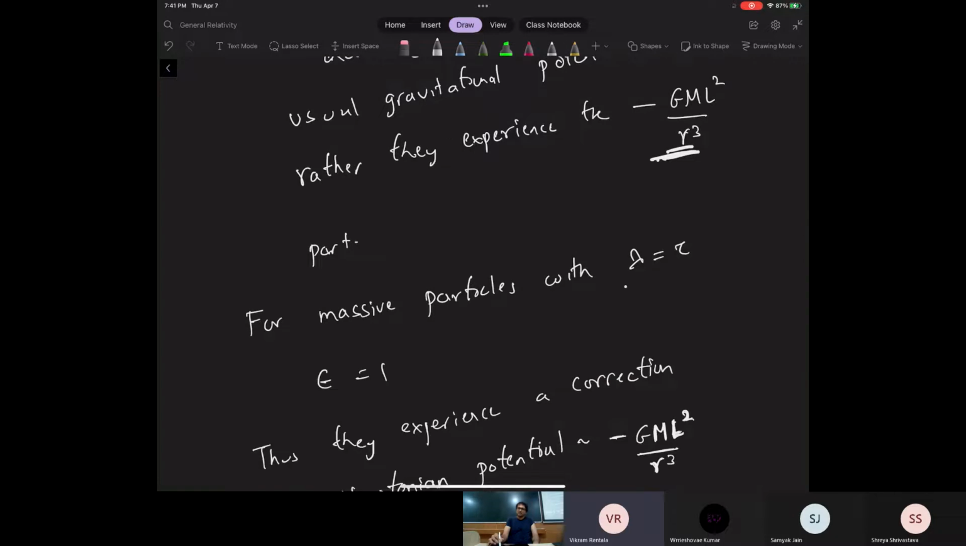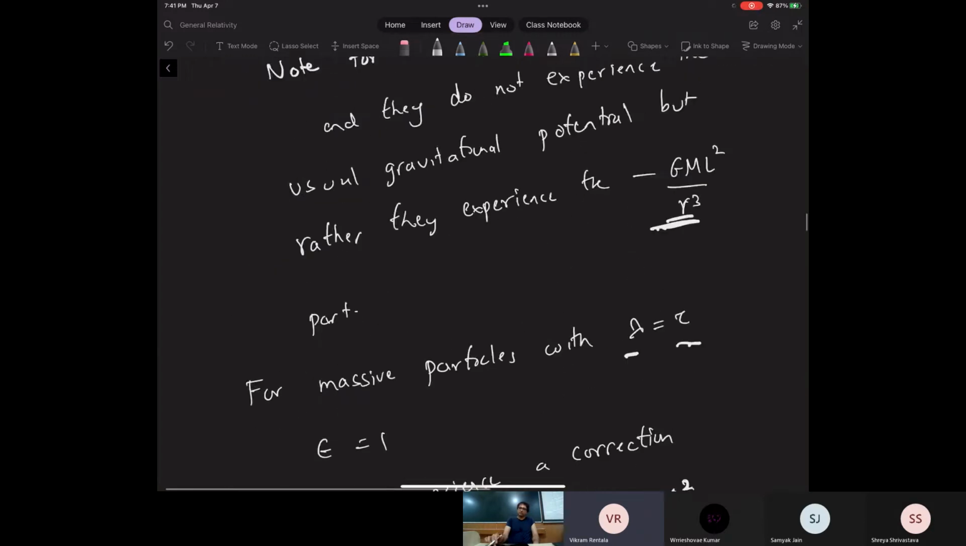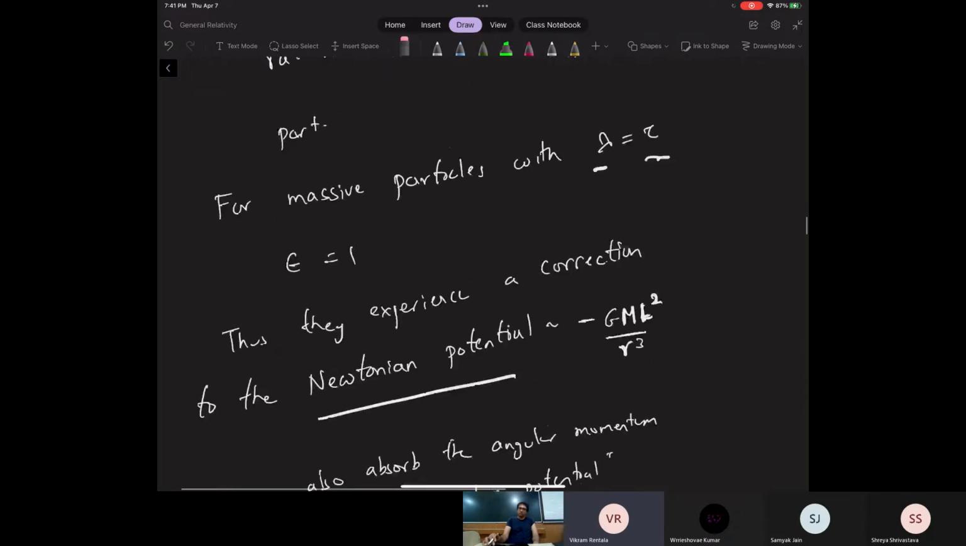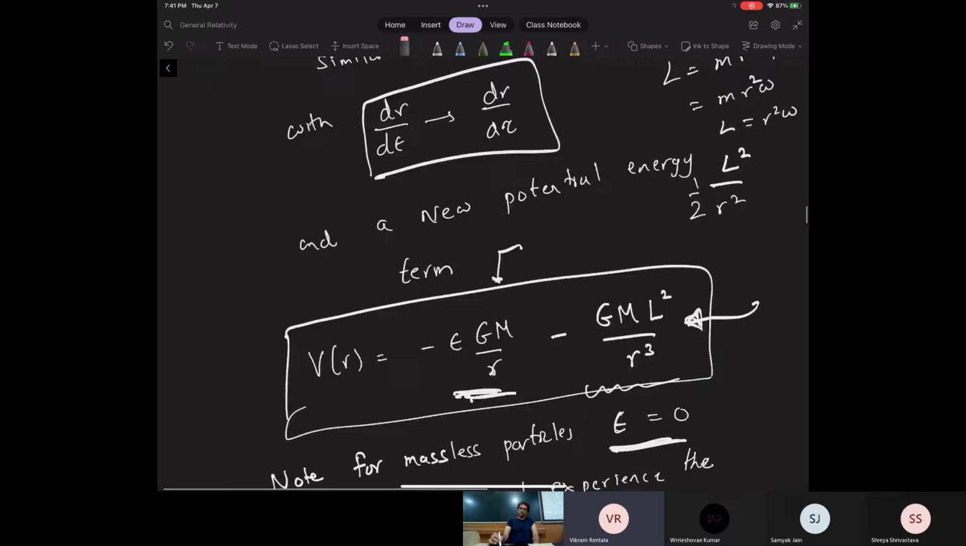For massive particles, if I set lambda equal to tau, they will experience a correction to the Newtonian potential. They have a minus GM by r part, which is the standard Newtonian potential, but they have this extra correction, minus GM L squared by r cubed. So when is this correction important? It depends on what the value of angular momentum is, but roughly speaking, when L squared by r squared is order 1. That's where this correction becomes important. Then this term becomes comparable to this term over here.